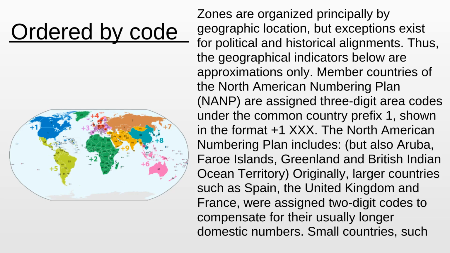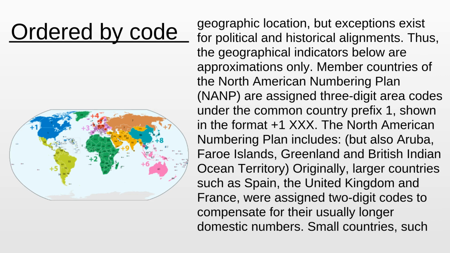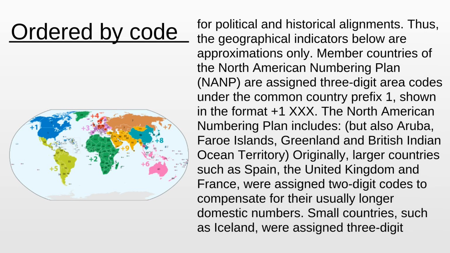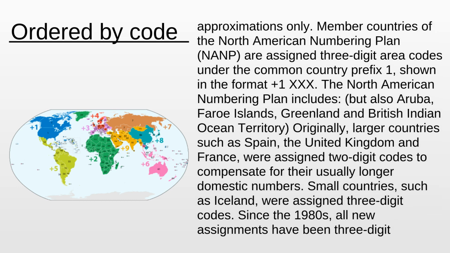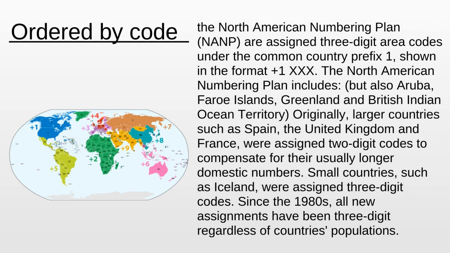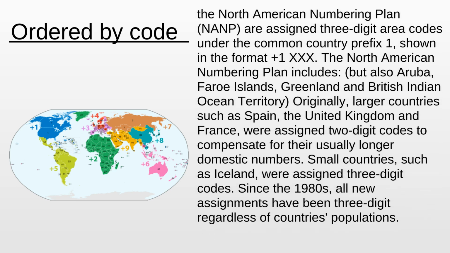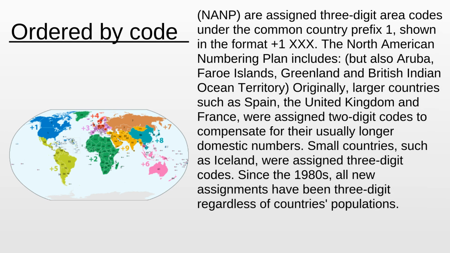Ordered by code. Zones are organized principally by geographic location, but exceptions exist for political and historical alignments. Thus, the geographical indicators below are approximations only. Member countries of the North American Numbering Plan, NANP, are assigned three-digit area codes under the common country prefix 1, shown in the format +1 3 0.